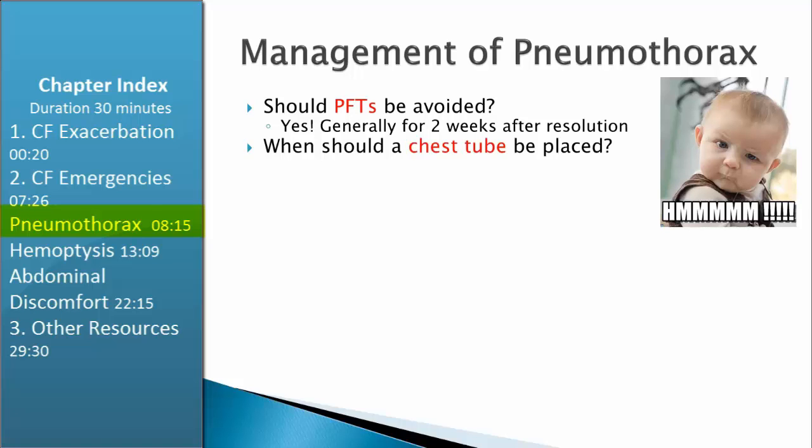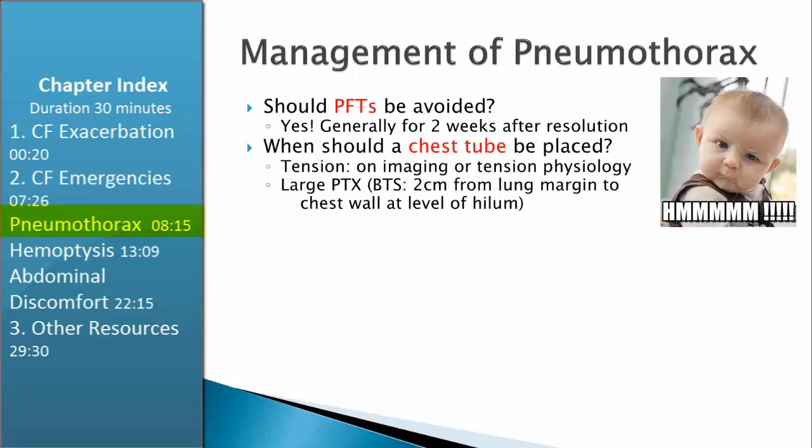When should a chest tube be placed? There are a couple of different guidelines you can use to determine whether or not to place a chest tube, but across the board, if there is tension, either by physiology or by imaging, the patient needs a chest tube. And the criteria for CF is slightly different from non-CF pneumothoraces, but for CF, we usually place a chest tube when there's a large pneumothorax.